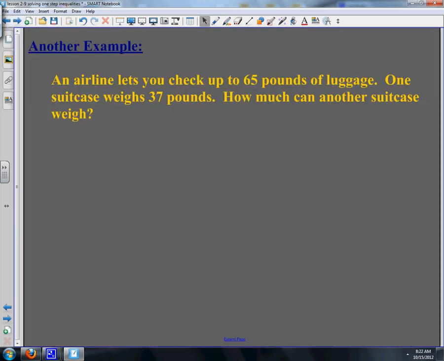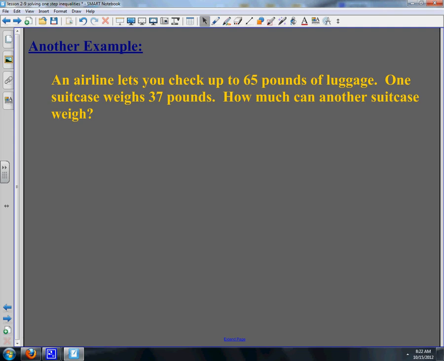All right, so here is another example. You don't have to copy this one down. You can copy the next one down. An airline lets you check up to 65 pounds of luggage. One suitcase weighs 37 pounds. How much can the other suitcase weigh?